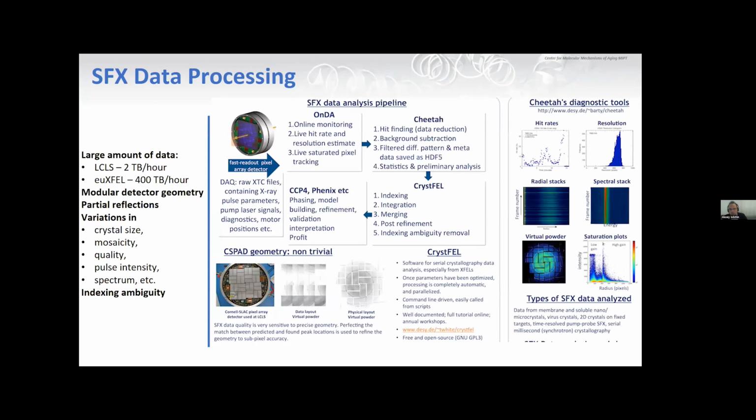And there is also a special pipeline of data processing that is more complicated than in classic crystallography, because you should integrate all the patterns obtained from different crystals, and the data treatment algorithms are quite complicated, and special software is currently being developed to solve these problems.